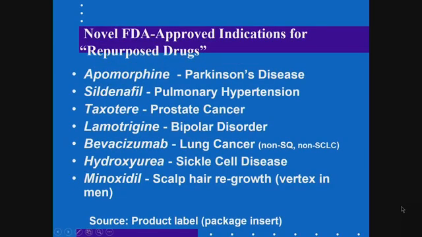And in this slide, I show you a list of drugs that were approved originally for a different indication, but now are FDA approved for indications that, for example, for sildenafil, include pulmonary hypertension, lamotrigine being used for bipolar disorder, and so forth. So again, repurposing as a viable and potentially very important way to look at finding new indications for all drugs.